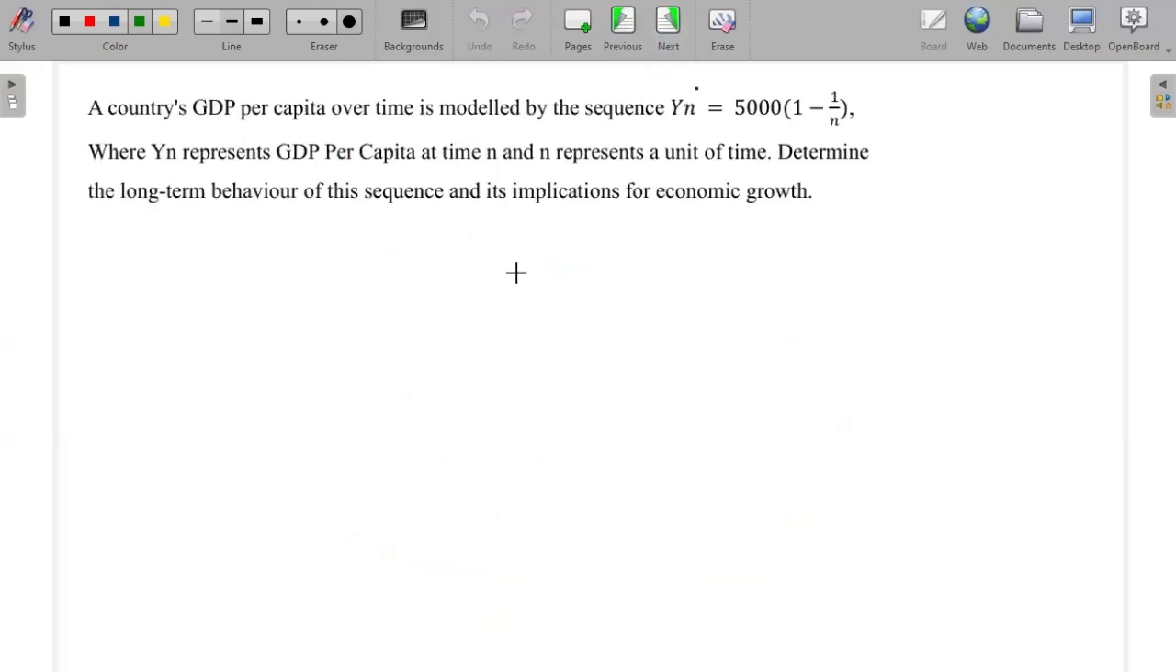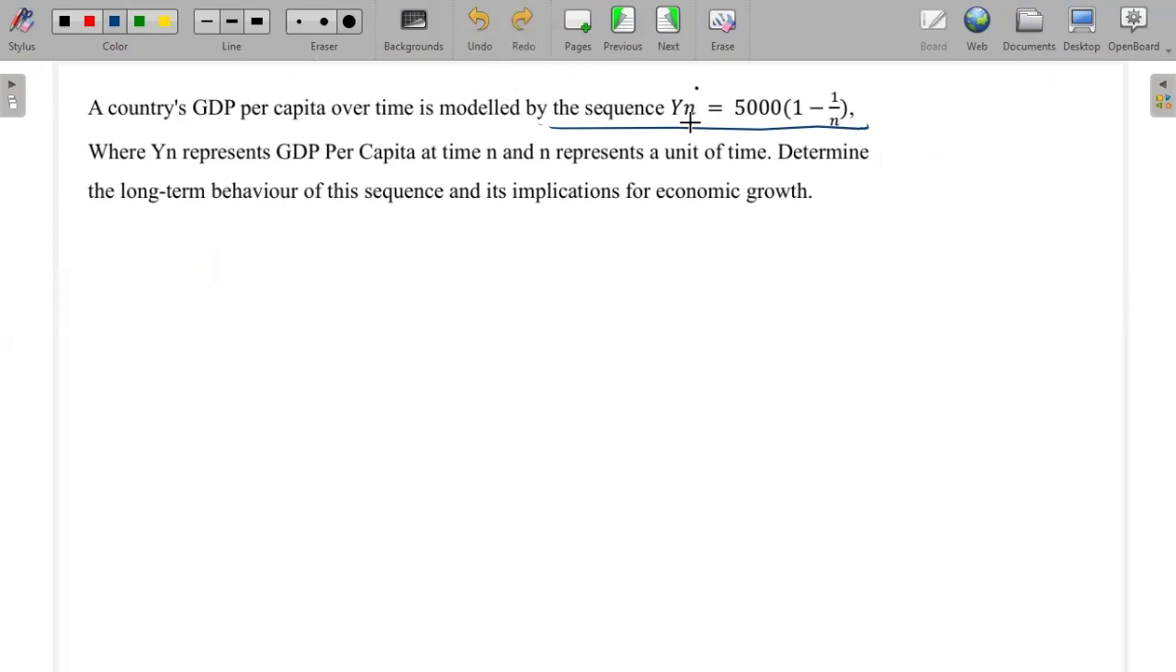Okay, next we have this question. It says a country's GDP per capita over time is modeled by the sequence. These examples are based on whatever we've looked at today. I did forget to mention that a sequence can be given by a formula. You don't have to just have a list of numbers, but you can be given a formula that generates the sequence. In the example we had earlier, the formula was n squared.